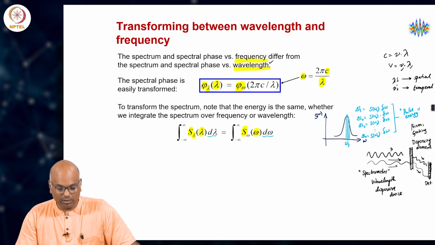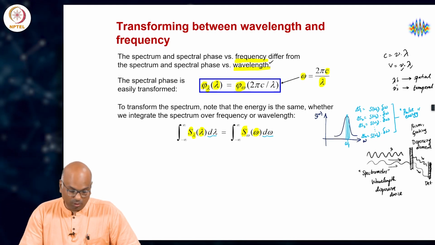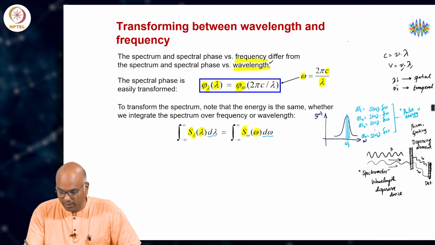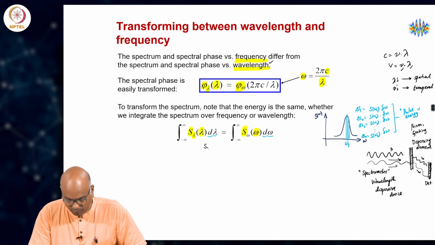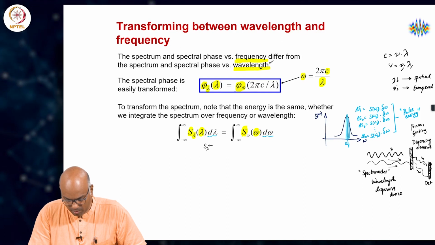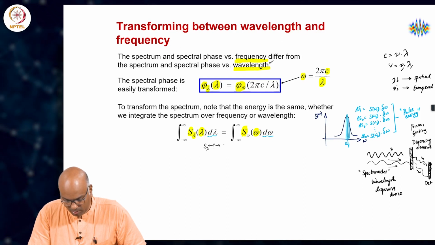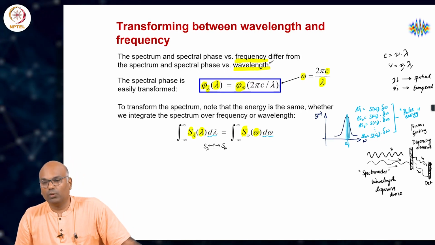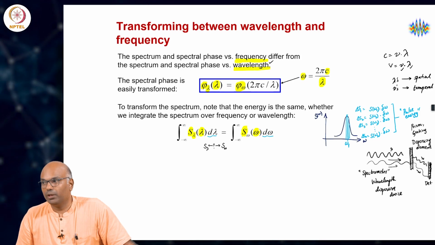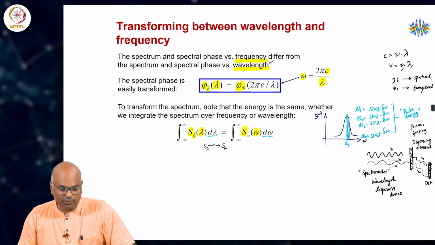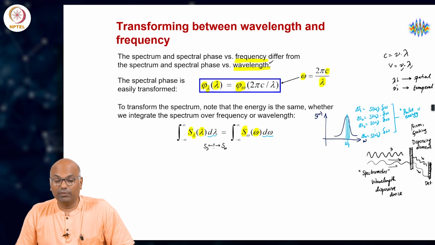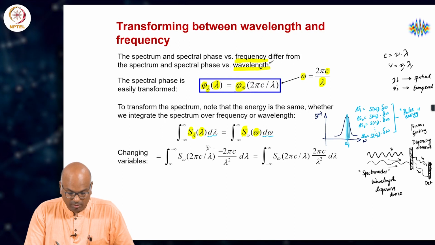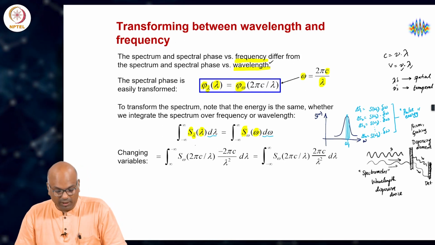So, take note of this and then say, I want to relate S lambda to S omega. That is all we are trying to figure out, how to do this. In terms of math, it is very simple. There must be a Jacobian factor, just find it out and get on with life. That is exactly what we are doing. So, change variables.